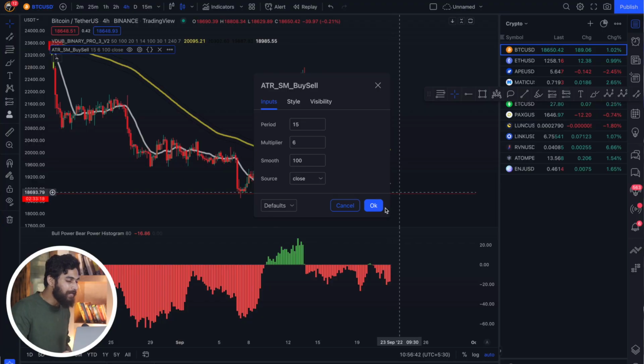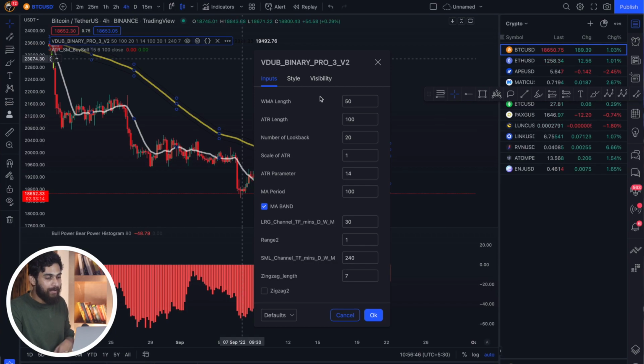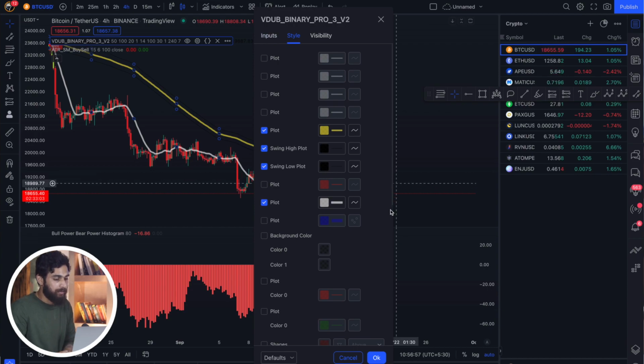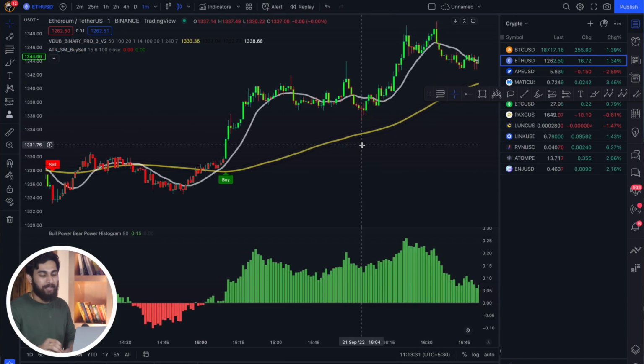And finally, adjust the settings of the VDub indicator, which is the most important indicator of the strategy. So make sure you select the settings very carefully. So your input section should look like this and the style section should look like this. So now that we have our chart ready, let's start with this strategy.